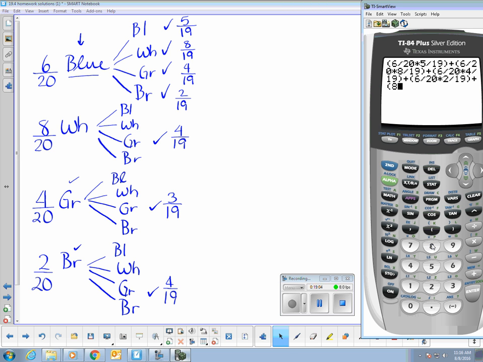8/20ths. I'm down to my white now, 8/20ths times 4/19ths. Plus, I'm down to my green, 4/20ths times 3/19ths. And finally, 2/20ths times 4/19ths. So we get 83 out of 190.